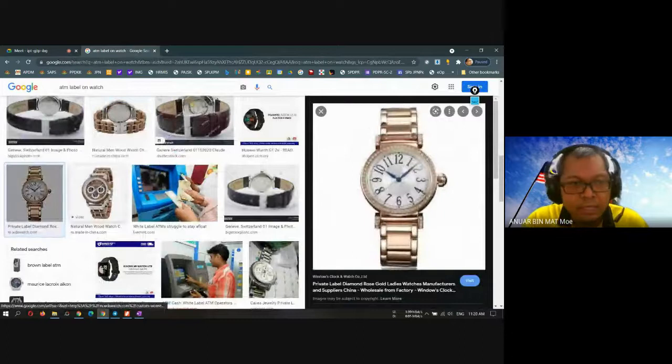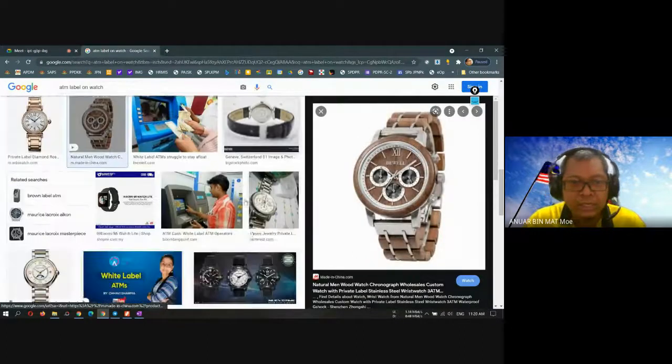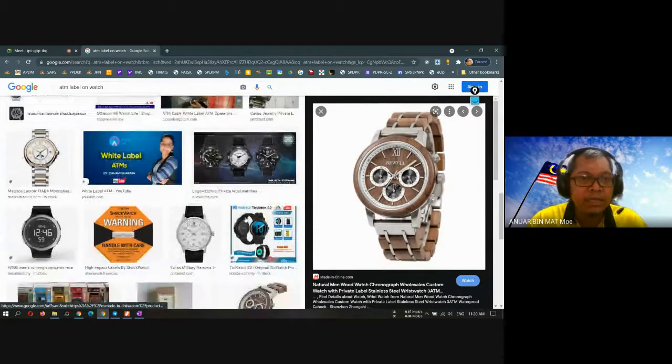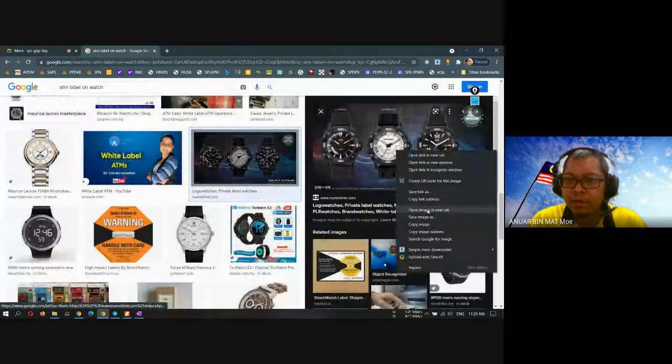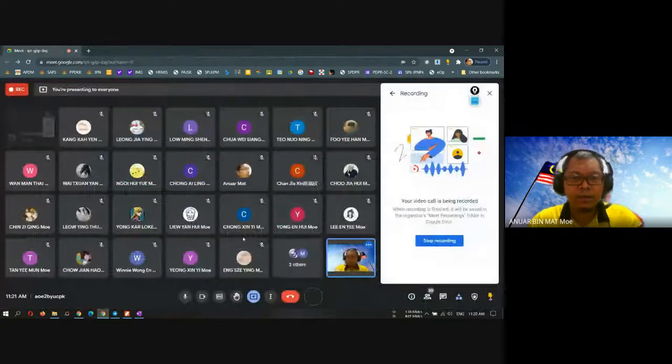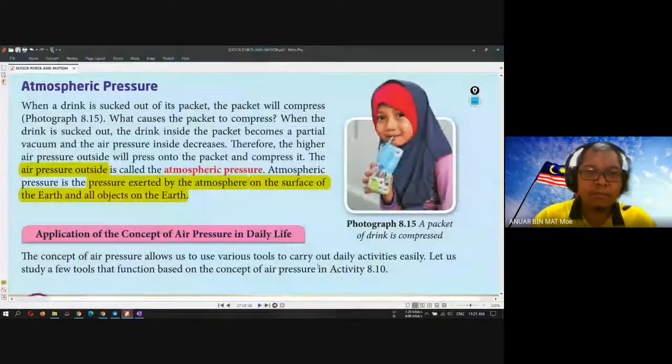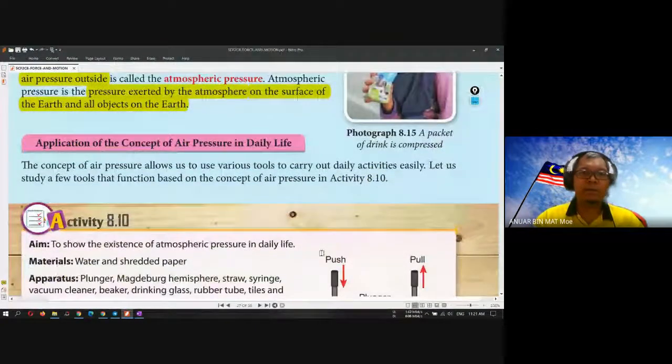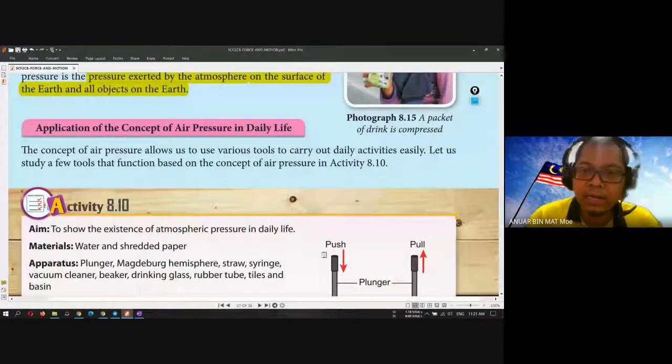Special watch, a diver watch for example, can withstand this type of pressure. Oh, this one is very small, right? Okay. This is atmospheric pressure. So, the application of the concept of air pressure in daily life.